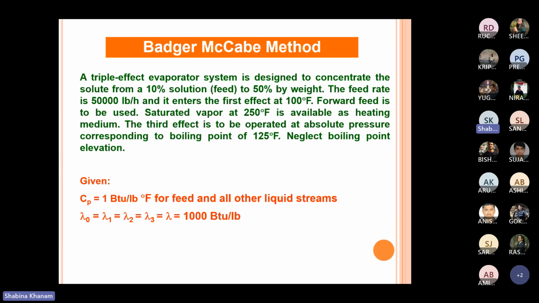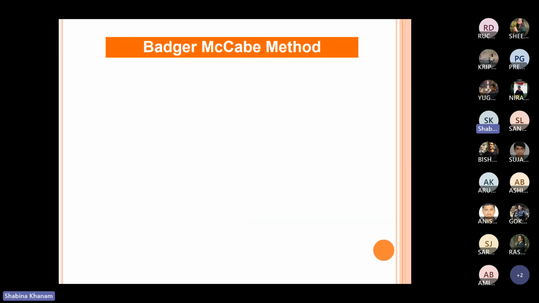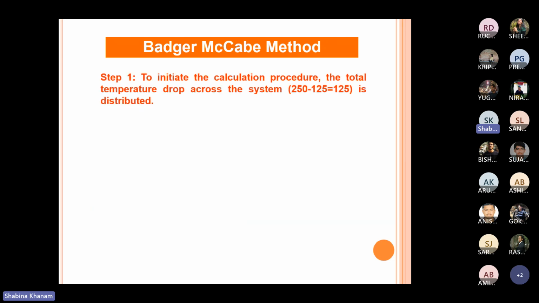And lambdas are equal, okay, for calculation purpose only, nothing else. Otherwise, you can consider different ones also. Okay, U1 is 500, U2 is 300, and U3 is 200. In this way, the overall heat transfer coefficients are given. And the first step is to find out the unknown temperatures.